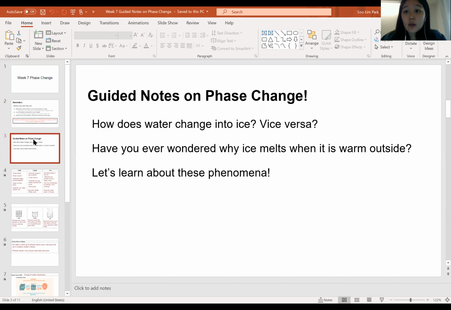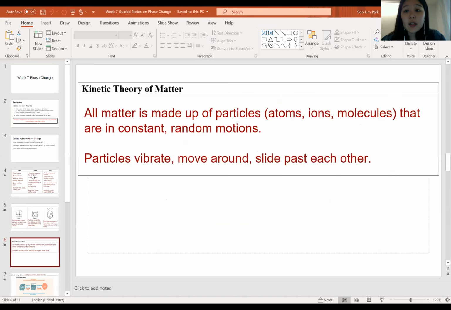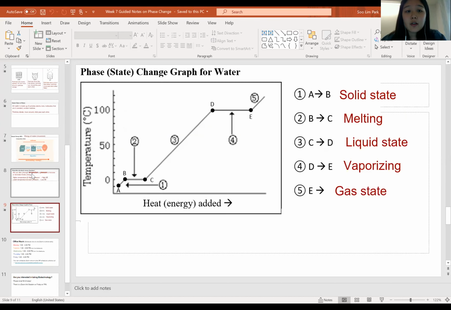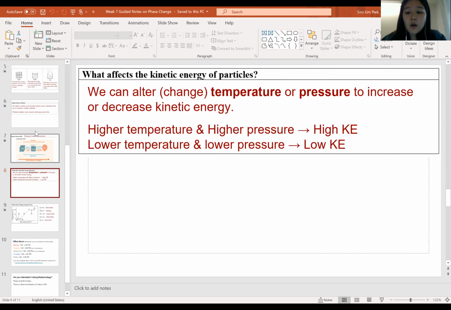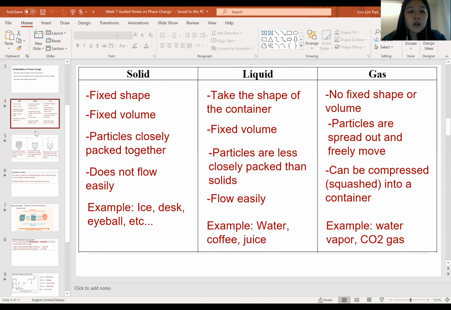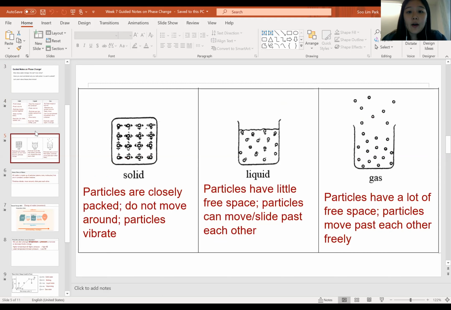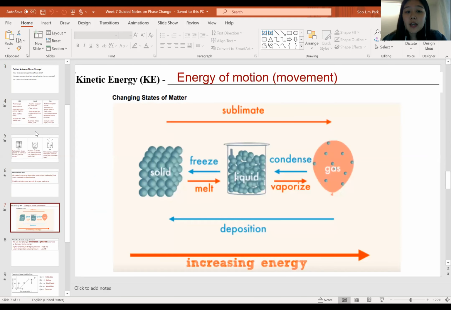Because I already shared the Google Slides with you on the guided notes, I'm only going to go over the very last part on the phase change graph, because I think that's the part that might be confusing for a lot of you. So make sure you get the notes from my Google Slides, going over the properties of solid, liquid, and gas, and the diagrams. Take a look at the changing states of matter diagram because that has useful information.